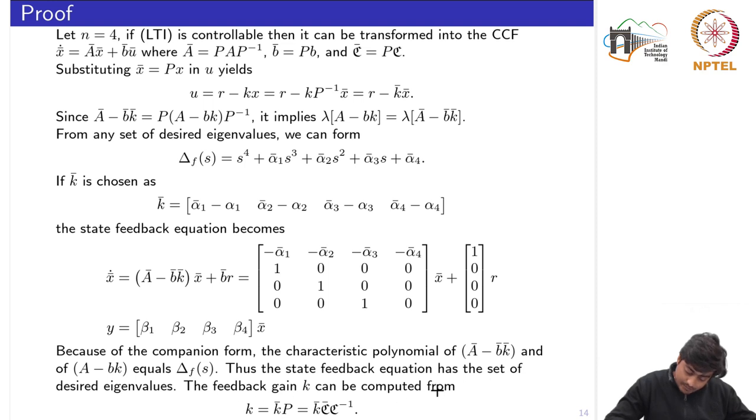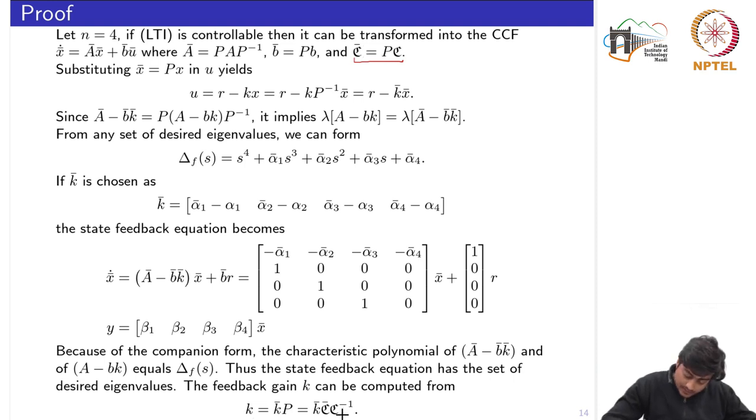Now the feedback gain can be computed from this equation, where we have substituted K P inverse as K bar. P is known to us because it is a transformation matrix. K bar we have defined by using the information of the coefficients of the plant and of the desired feedback loop. So we have directly computed K equal to K bar into P, and you can compute P from here, which is C bar into C inverse.